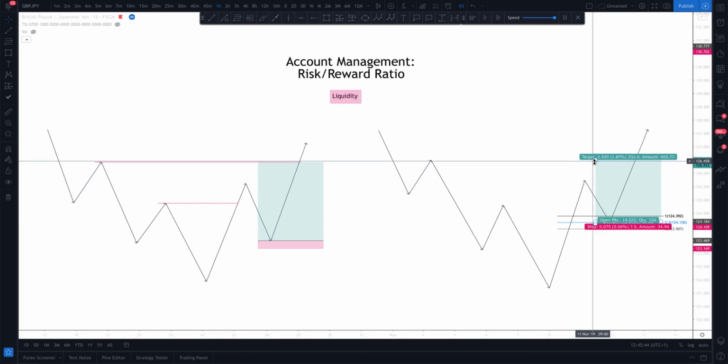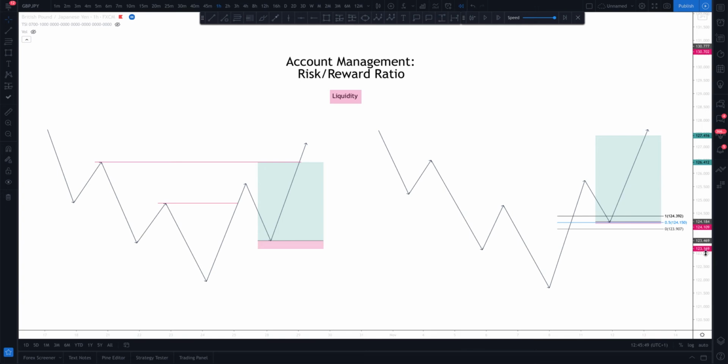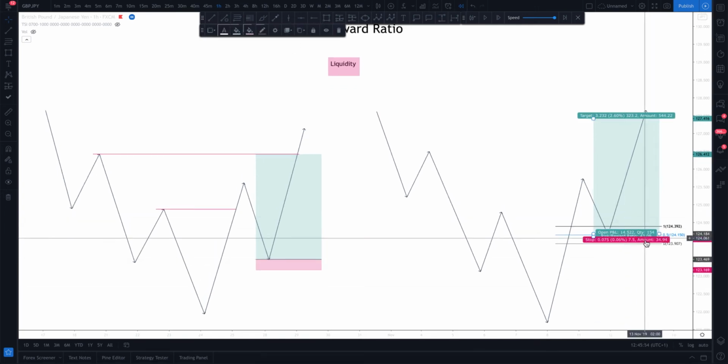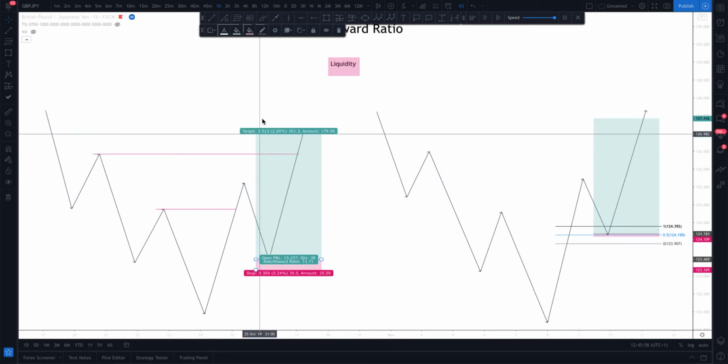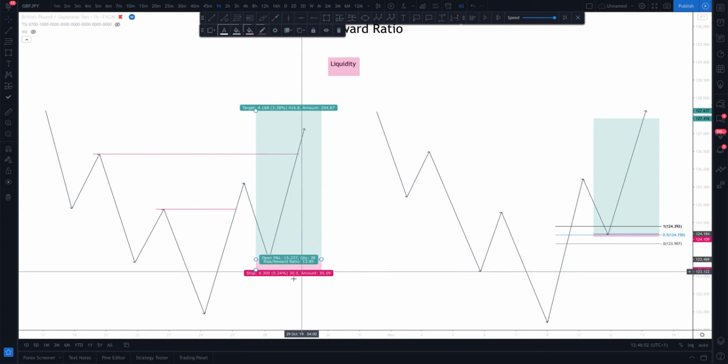And let's just say this does decide to go higher and higher, your risk to reward ratio will be maximized drastically. Look, this is now 43%. And let's just say this does decide to go higher, that's only 13% now, just because you have such a large stop loss.